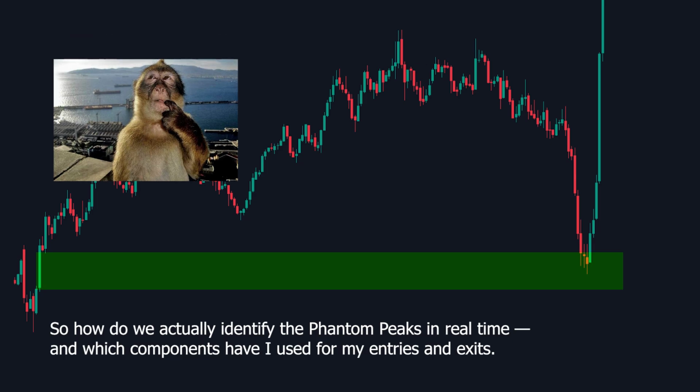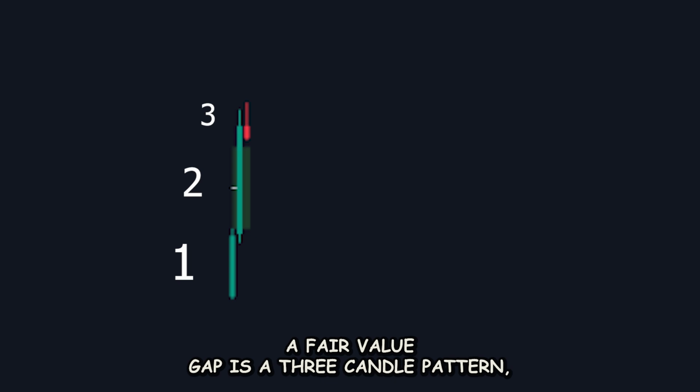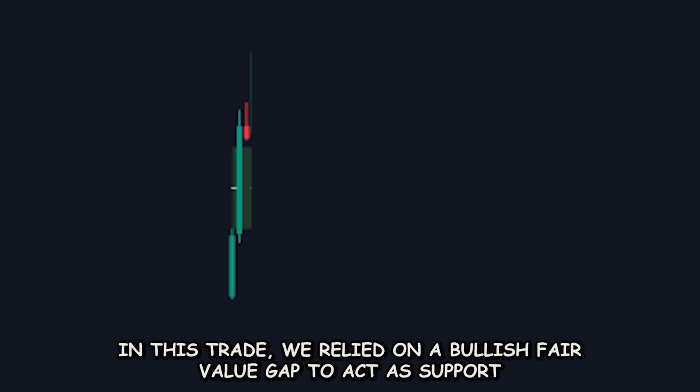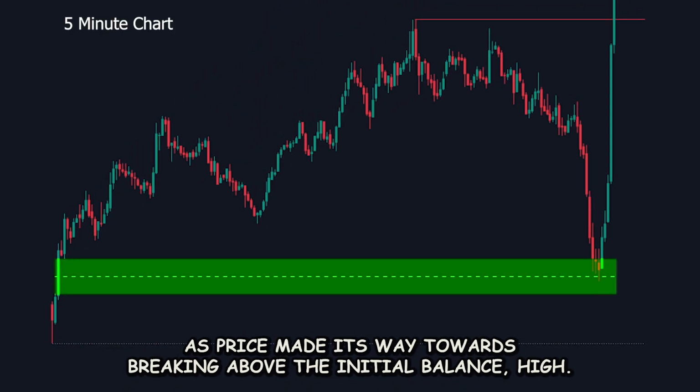So, how do we actually identify the phantom peaks in real time, and which components have I used for my entries and exits? The first component is a fair value gap. A fair value gap is a 3-candle pattern which represents an area of inefficiency or unfilled orders in the market. In this trade, we relied on a bullish fair value gap to act as support as price made its way towards breaking above the initial balance high.